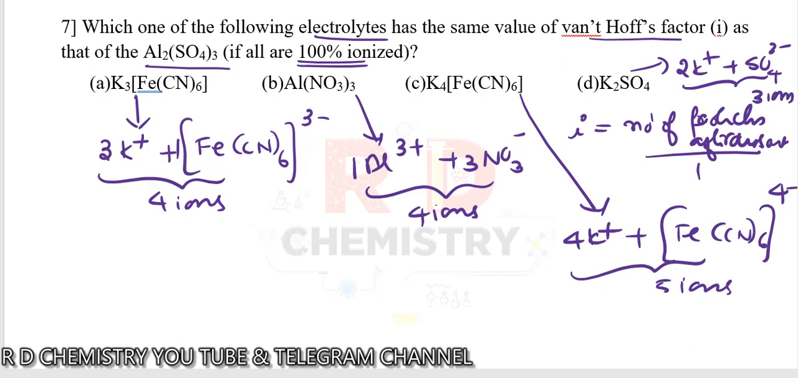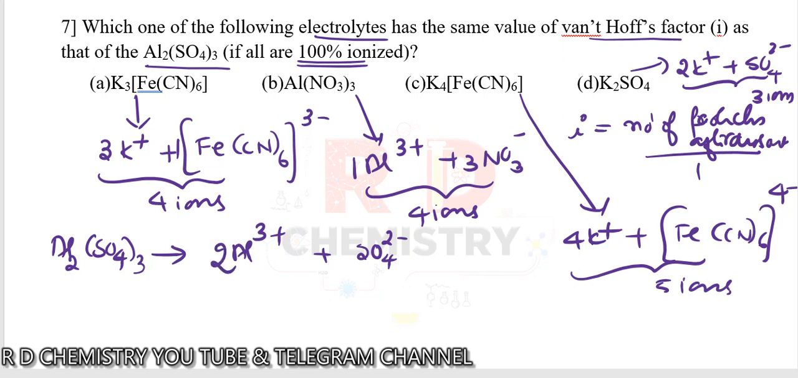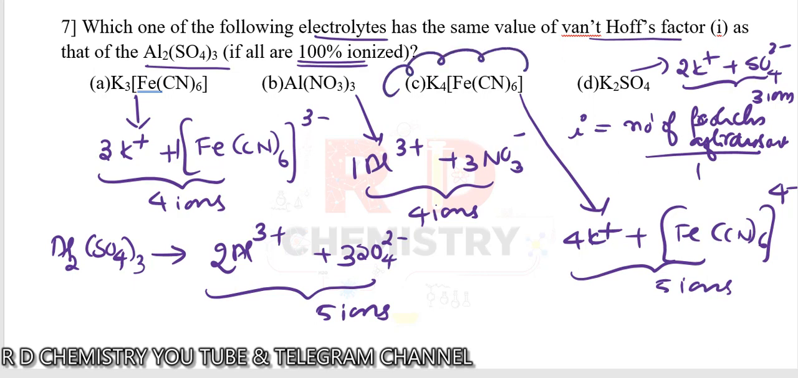We will take aluminium sulfate. 1 mole of aluminium sulfate, as given in the question, will dissociate to give aluminium plus 3 and sulfate SO4 2 minus. To balance the charges, aluminium is 2 in number, sulfate is 3 in number, total charges are plus 6 and minus 6. So how many ions are there? 5 ions are there. So which one is matching? So option number C is matching, right?